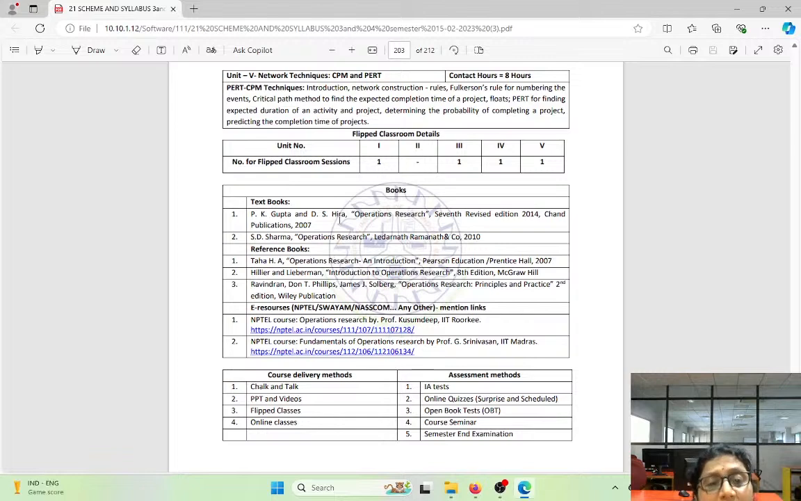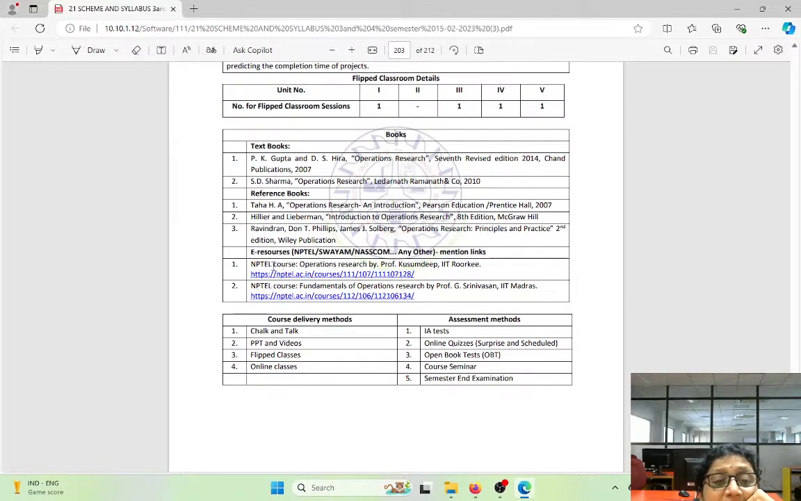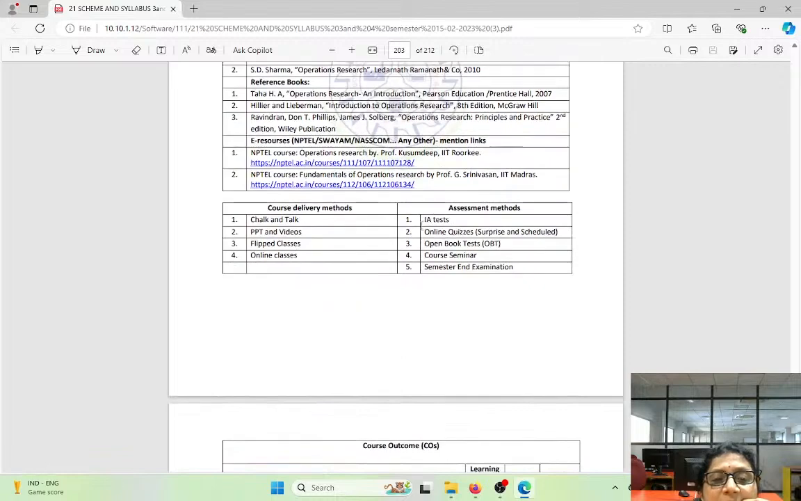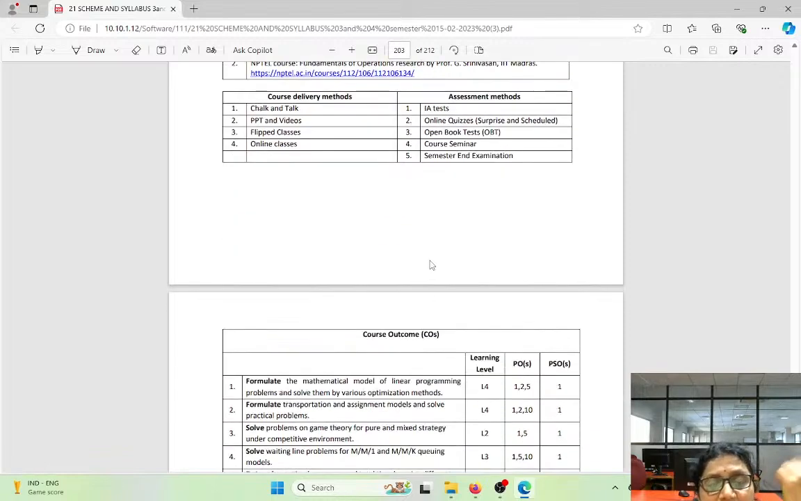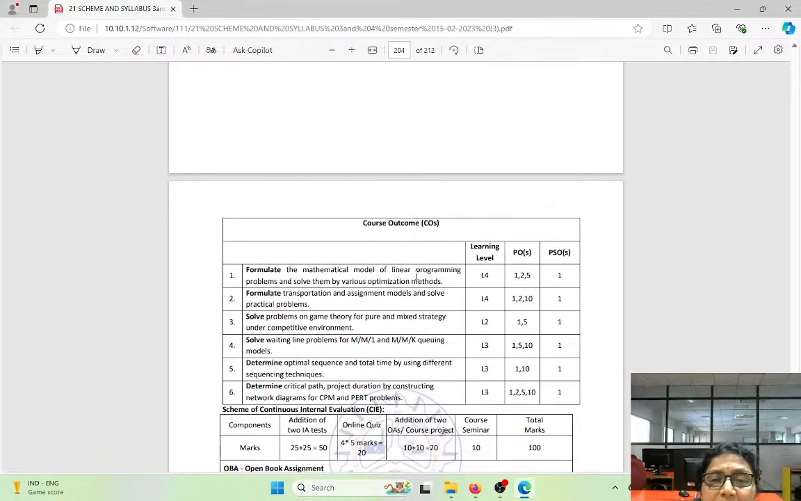PK Gupta or Hira and Gupta is a very good book which you can refer to. Even SD Sharma is there, Taha, and other reference books are mentioned here, and you are supposed to go through the NPTEL courses. Two are there, you can refer to them. The content delivery and assessment methods are given here, and these are the course outcomes.